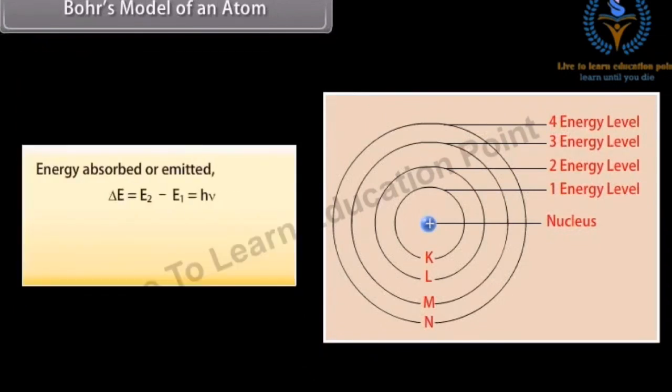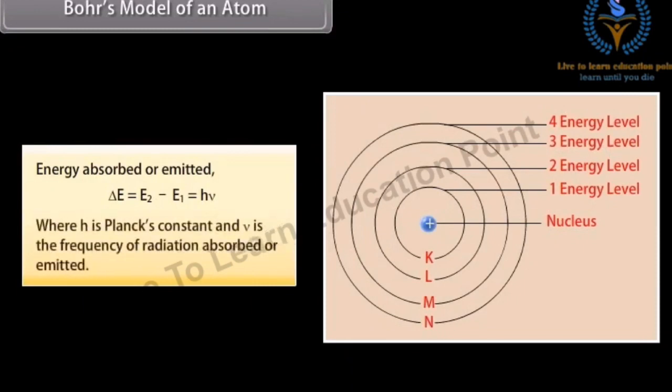Energy absorbed or emitted, delta E, is equal to E2 minus E1, which equals h nu, where h is Planck's constant and nu is the frequency of radiation absorbed or emitted.